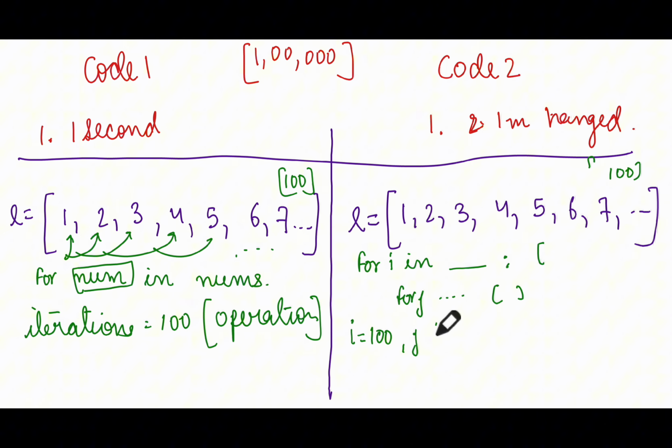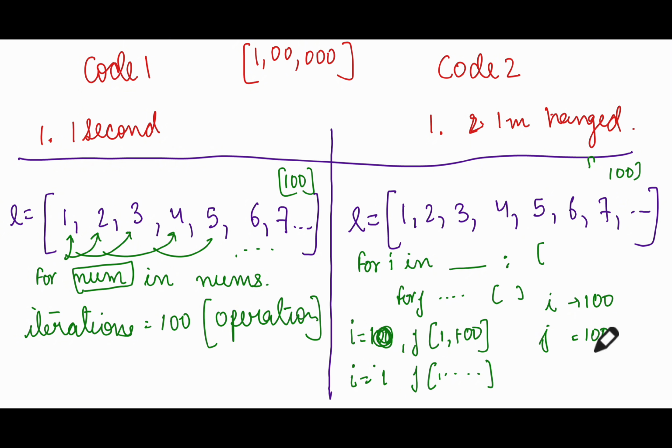So j will range from 1 to 100, for example. Now similarly, let's say i was 0 here, then j will take these values. Now i became 1, then j will again take those 100 values. So i will take 100 different values, and for every one of those, j is having 100 distinct values. So the total number of operations became 100 squared, i into j, correct?